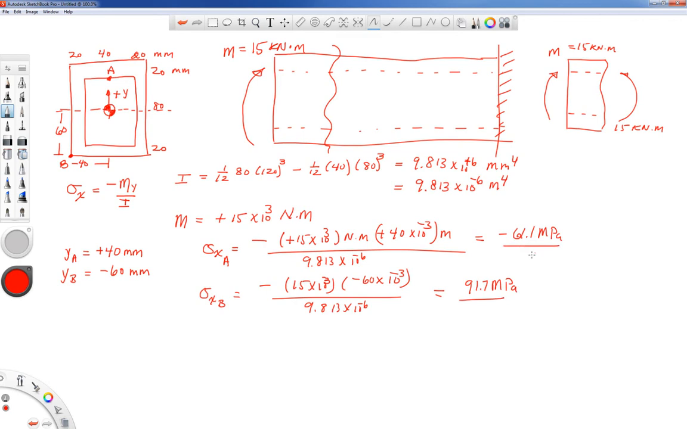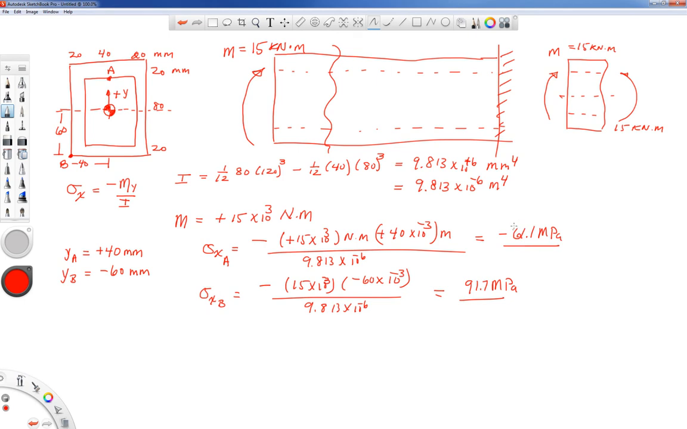Let's see if these answers make sense. One of the things that we know about bending stress distributions is the farther you go away from the neutral axis, or the centroid, the bigger the stresses are going to get. In magnitude, point B is further away than point A, and it makes sense that it has a bigger stress magnitude. Now, if we look at the way the bending moment is pointing, anywhere above the neutral axis should be in compression. Point A is above the neutral axis, so we do have that in compression, minus 61.1 megapascals.